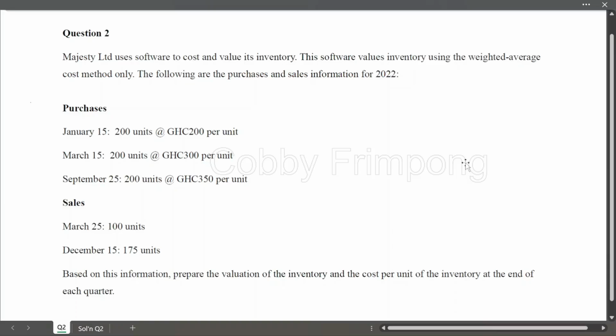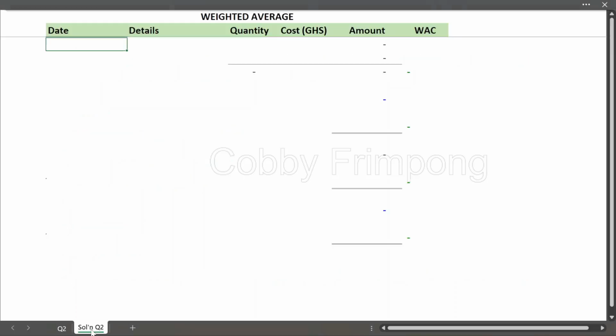With the weighted average cost method, we only have to calculate a single average cost for all items and apply that average cost to each one you sell. Now to our solution. It is set out in a similar manner to the first in, first out. You have our date, details, the quantity, the cost per unit, amount, and then our weighted average cost, which we will calculate after each purchase. We are to present our answers in quarters, so we begin with the first quarter.